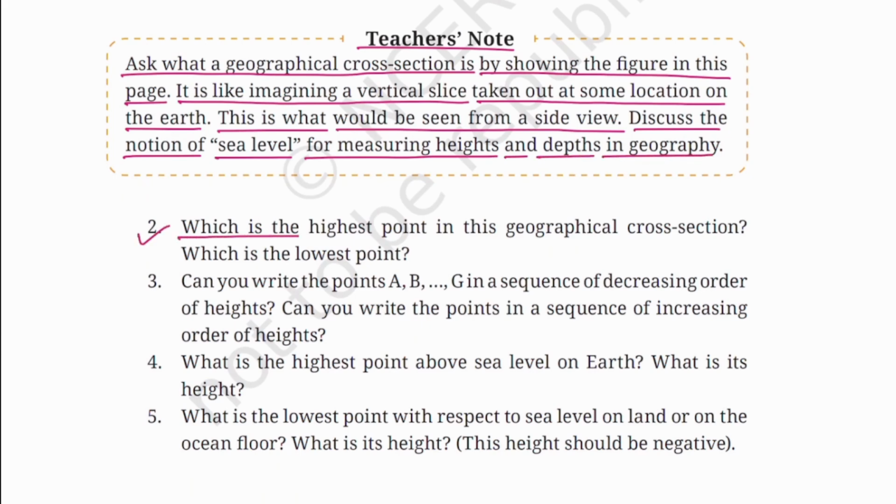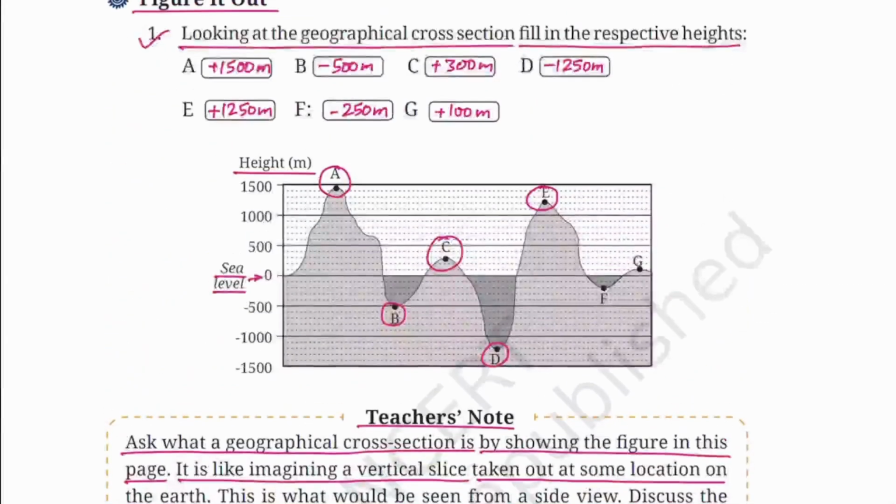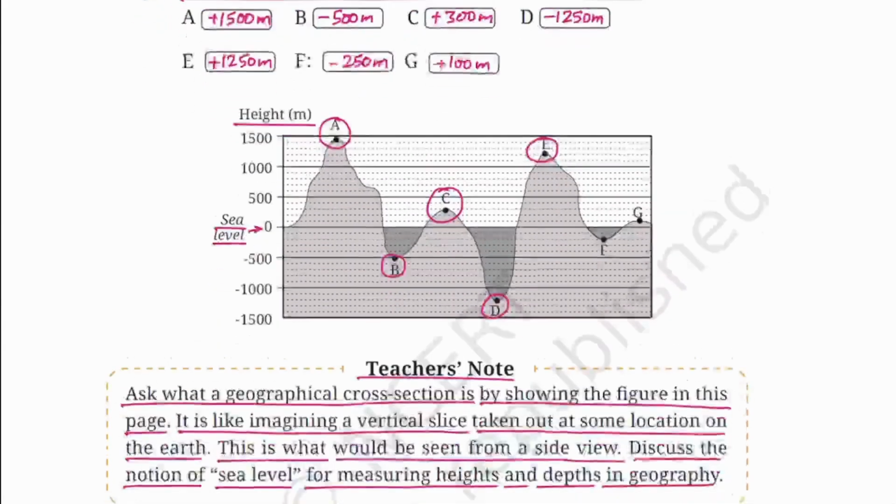2. Which is the highest point in this geographical cross section? Which is the lowest point? Highest point is point A with height of 1500 meter, and lowest point is point D with height of minus 1250 meter.